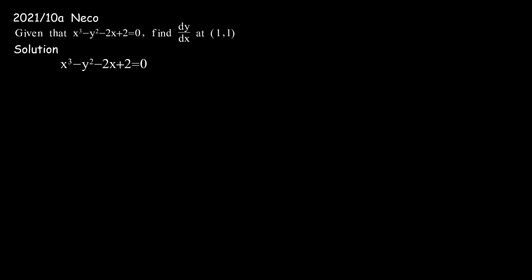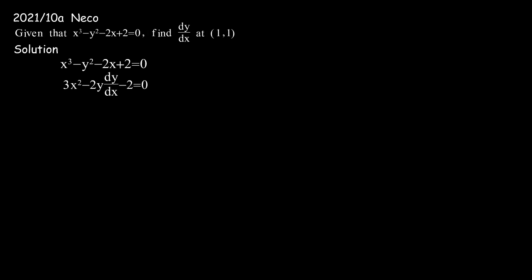Doing so, differentiating our equation, when we differentiate s cubed, it will give us 3s squared. When we differentiate y squared, it will give us 2y dy over ds. When we differentiate 2s, it will be equal to 2. And since 2 is a constant, it will be 0. So summing everything together, differentiating s cubed minus y squared minus 2s plus 2 will give us 3s squared minus 2y dy over ds minus 2 is equal to 0.